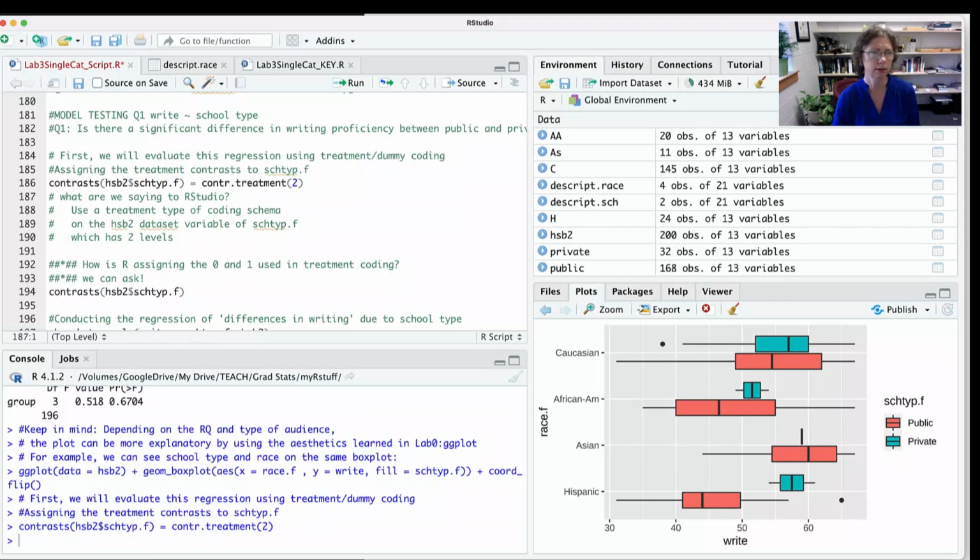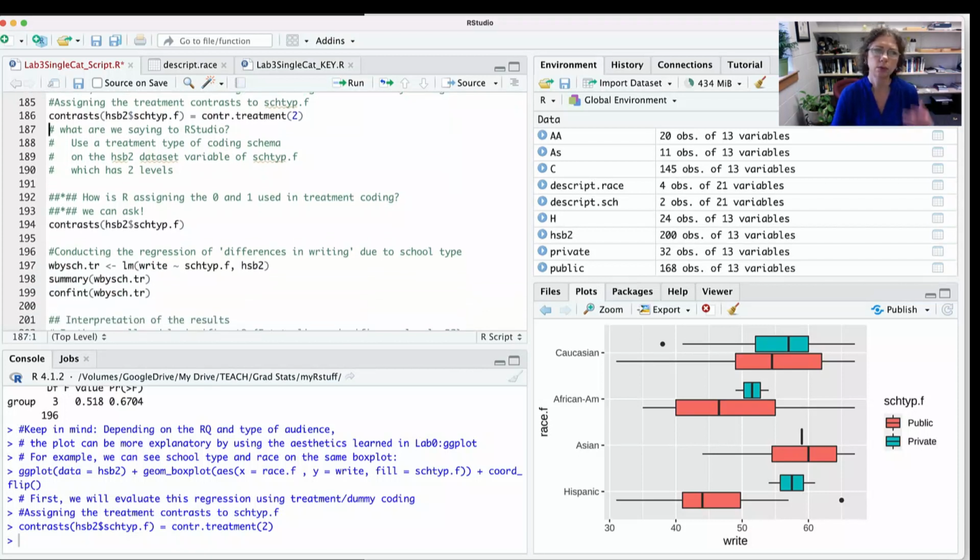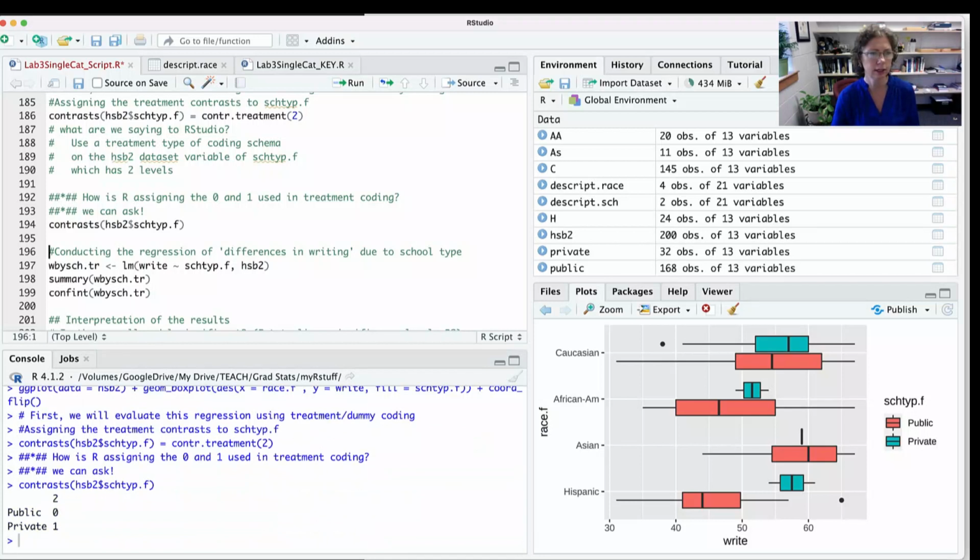Running that. So how is it assigning the 0 and the 1 that we use in treatment coding when we're doing dummy coding? One level is coded 0 and the other one's coded 1. Well, we can ask R what it's doing in the background there. After we've already applied the contrast coding, we can run this and it tells us down here in the console that public is coded as 0 and private is coded as 1. So that's good. We know that the referent is public.